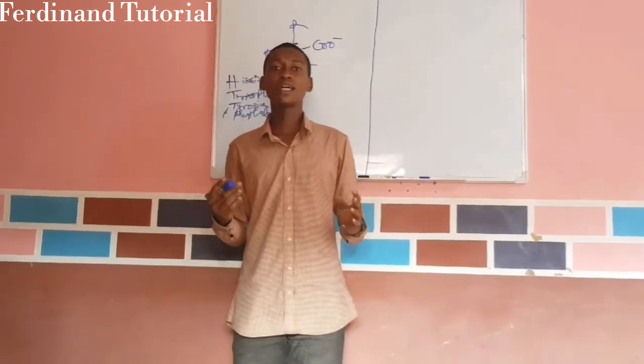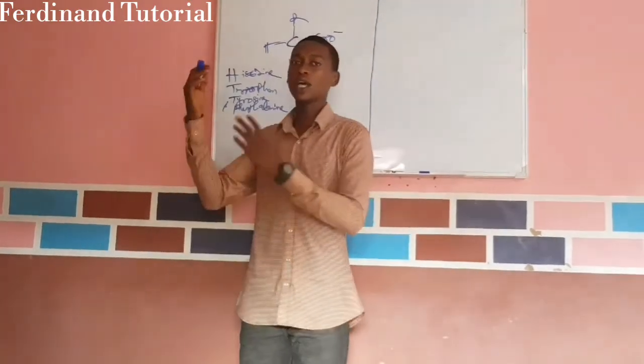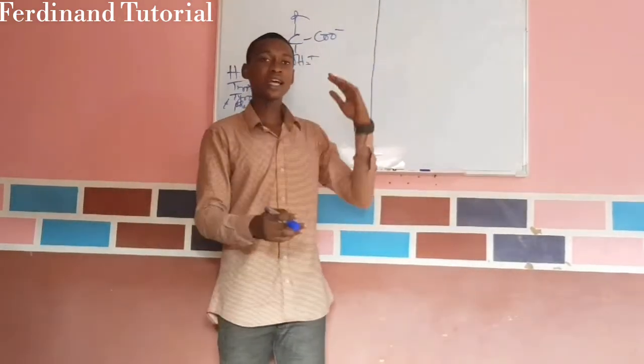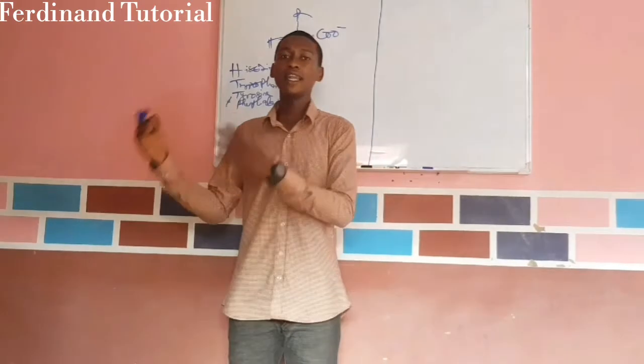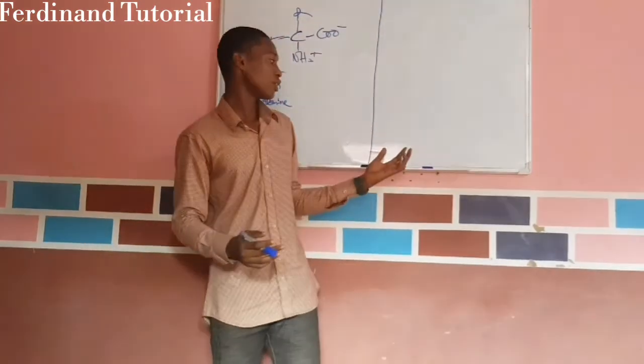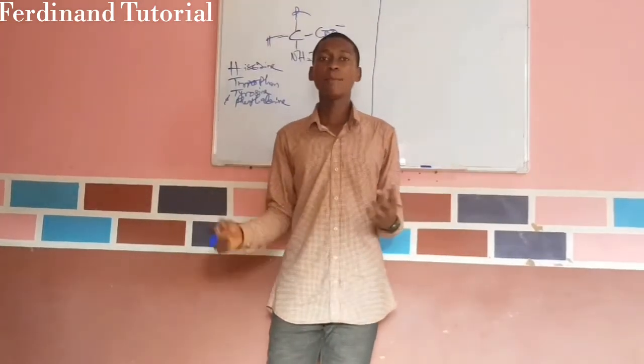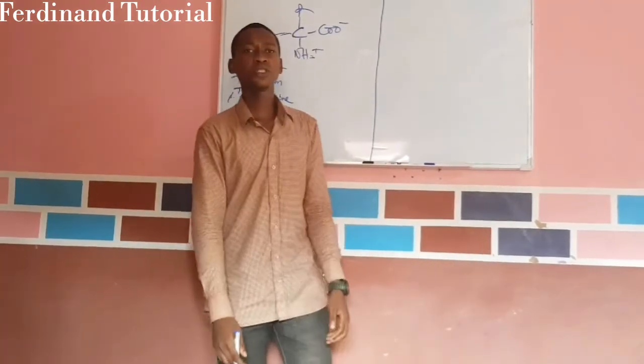That is to say that they have the D configuration and the L configuration, that is, the dextro configuration and the levo configuration. That is it for the physical properties of amino acids. Now let's go to the chemical properties of amino acids.